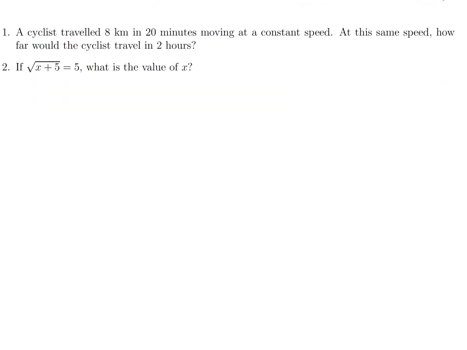If the square root of x plus 5 is 5, what is x? The square root of x plus 5 is 5. Square both sides, and we get x plus 5 is 25. Subtract the 5, and we get x equals 20.